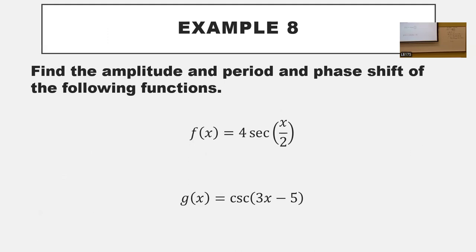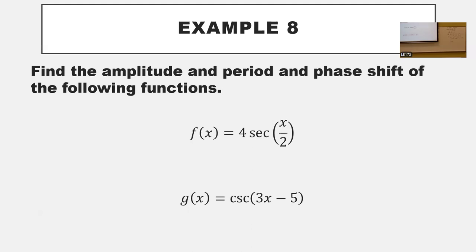Let's just do one of these. I'll take g of x this time, okay? We've done a couple of them last time. This time we'll just do one of these. I'll do the second one. Cosecant of 3x minus 5. The 3x minus 5 all in parentheses.